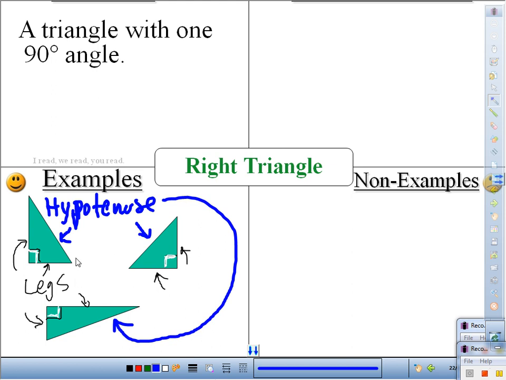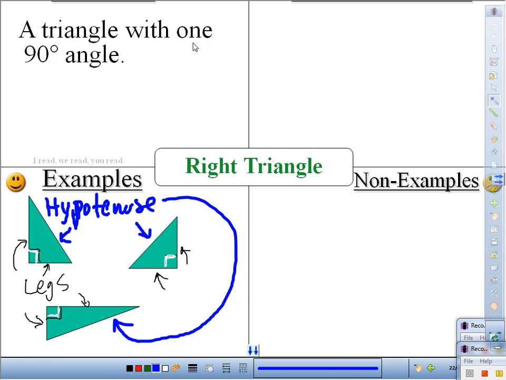Now, what else can you tell me about the hypotenuse? The hypotenuse is located right across from the 90-degree angle. Here's a 90 degree, look, and across it is the hypotenuse. Here's a 90 degree, across it is the hypotenuse. Here's a 90 degree, and across it is the hypotenuse. Okay, now that we located all that, let's go back to the definition.